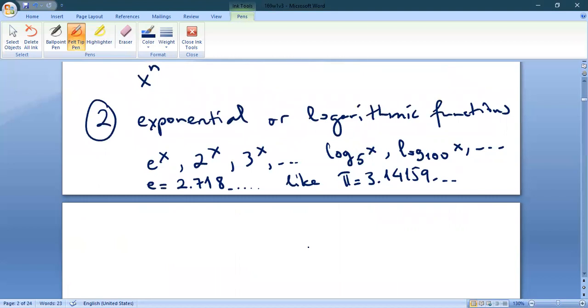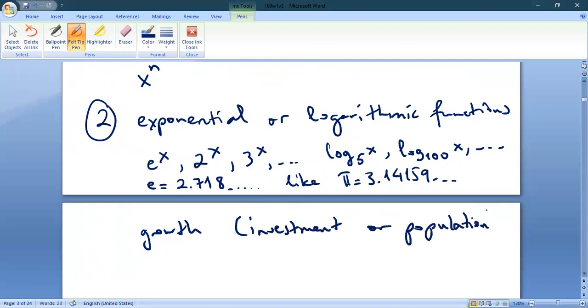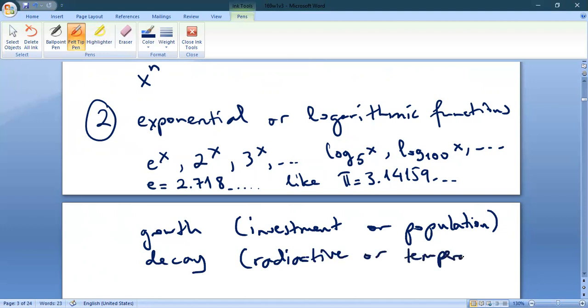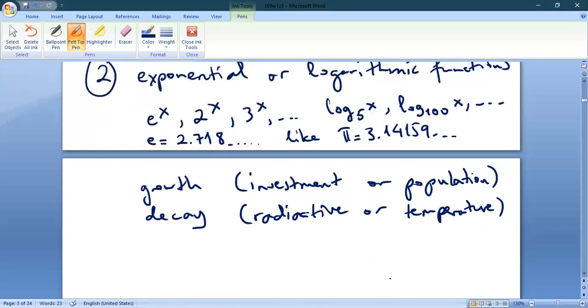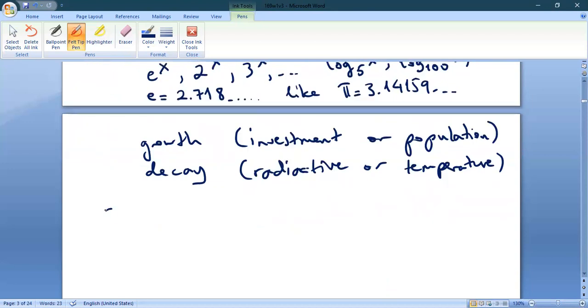Again, these functions will be seen mostly in growth. This could be investment or population growth. We see these kinds of functions. Or they could be also seen in decay, like radioactive decay or temperature decay in some environment. We see these kinds of functions, and these are very natural functions, by the way. And then the third type of functions are trigonometric functions.